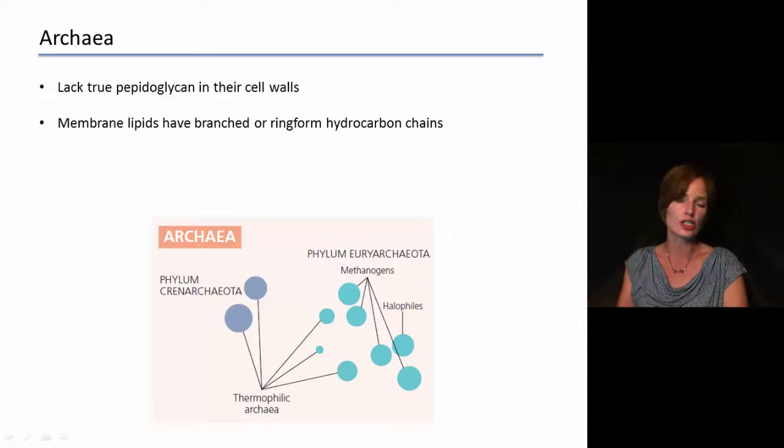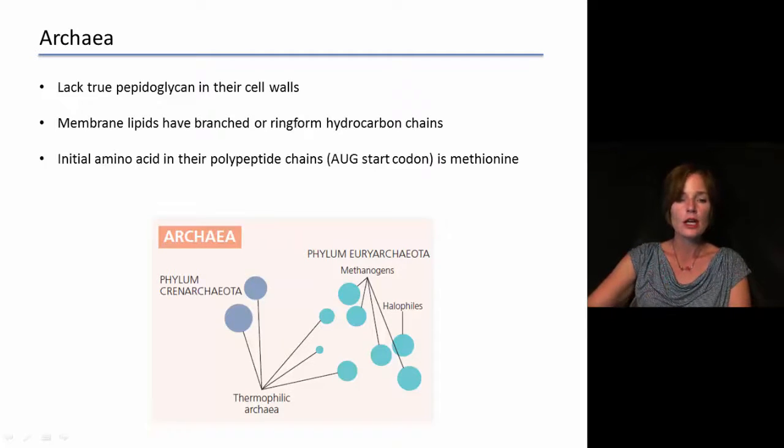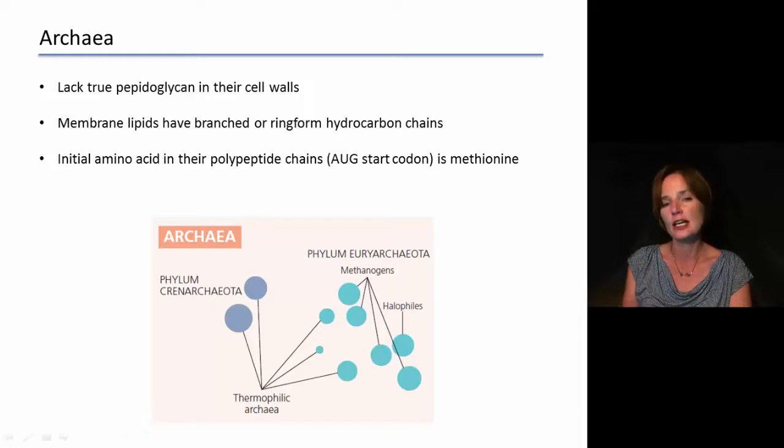Their lipids are going to have branched or ring-form hydrocarbon chains, whereas the bacterial cells will have more linear or chain-like unbranched hydrocarbons. And then another thing about the archaea is that the initial amino acid in their polypeptide chains is going to be methionine. So basically, when the ribosome goes through the process of translation, the first amino acid that it will always incorporate into the new protein is methionine. This, again, is different from what we have in bacterial cells. All three of these characteristics are very specific to archaea, and they are not things that we would see in the bacteria group.